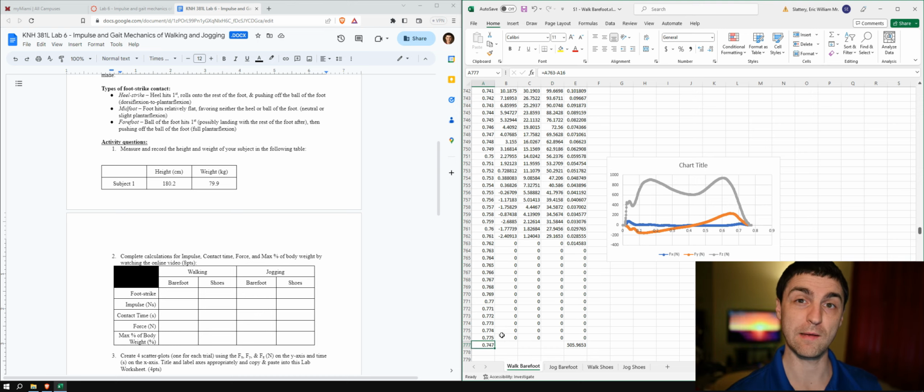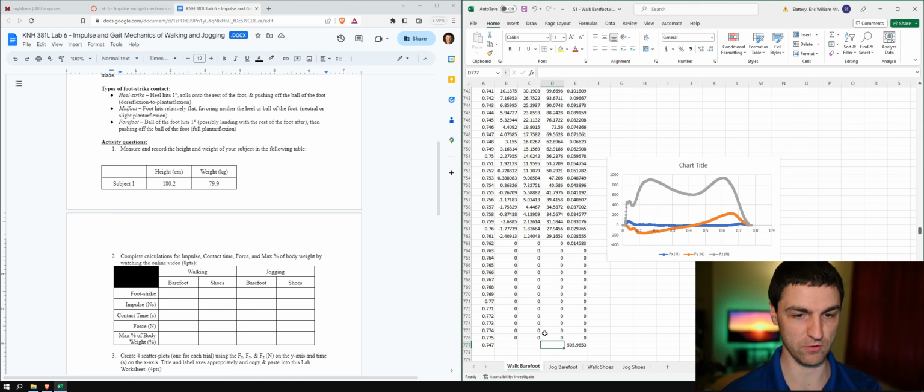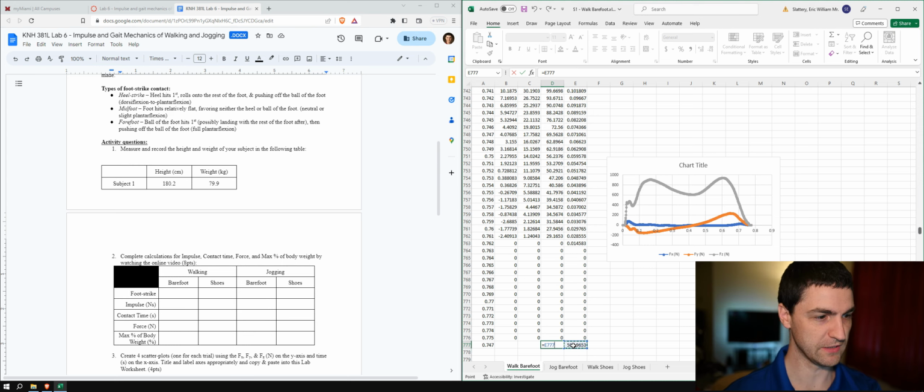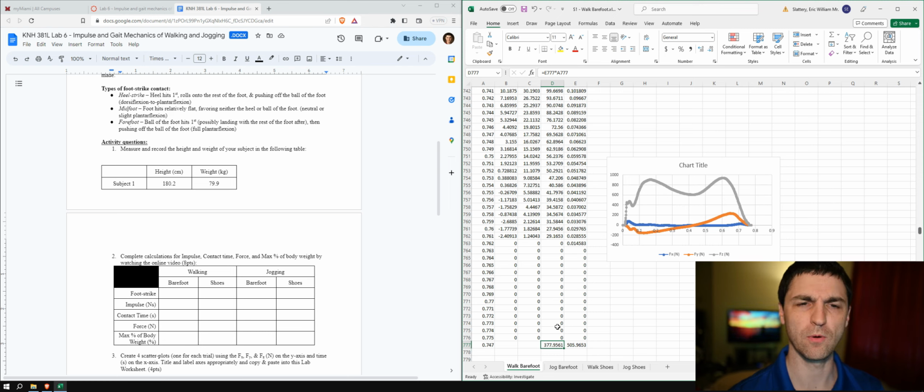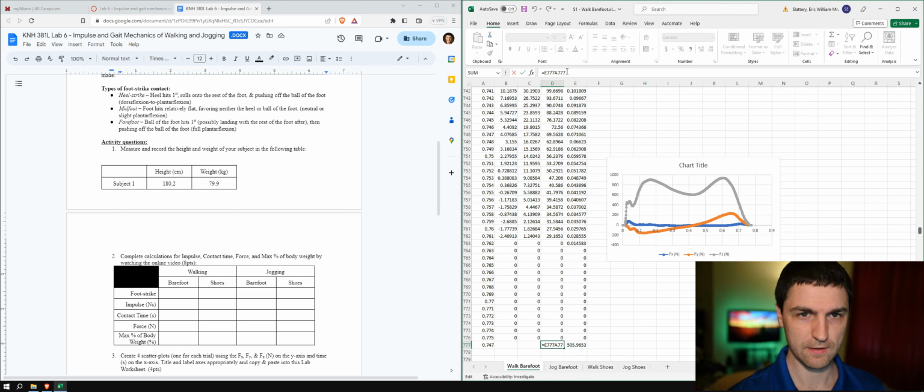The amount of time that we're in contact with the force plate. Now we can figure out what the force was on average throughout that time applied. So let's take Newton seconds and multiply by contact time. Oh wait, no, my apologies. That will be divide. So about 677 newtons.